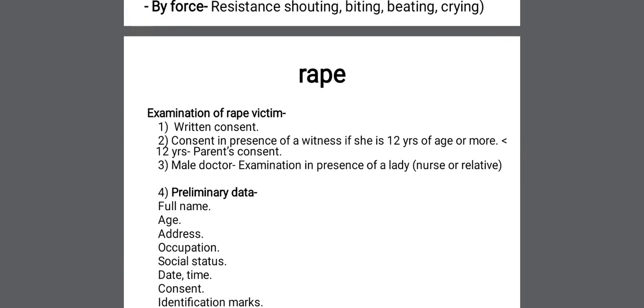Then examination of a rape victim, it can be asked as a separate 10-mark question, that is examination of a rape victim in the question number 4. So there has to be consent in writing. If the girl is less than 12 years of age, it should be taken from her parents. Then it should be taken in front of witnesses, and the report should be signed by the witnesses as well.